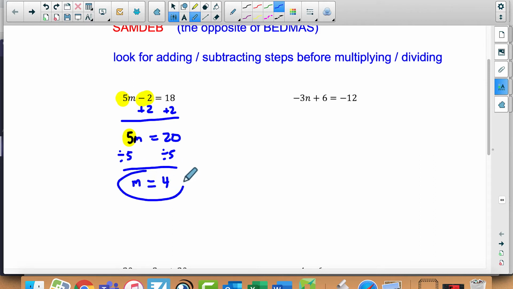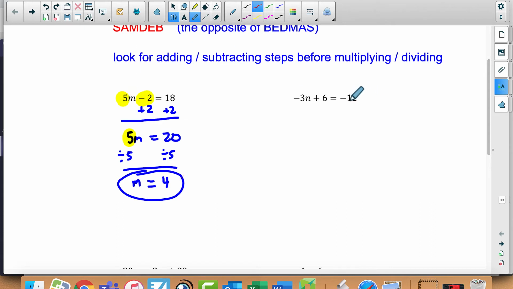So we're finished. Not sure if you got it right? Same rules apply. You can plug that 4 right in there. That's 5, 4, which means 5 times 4, and that's 20. Take away 2. 20 take away 2 is 18. We got it. Definitely got it right.